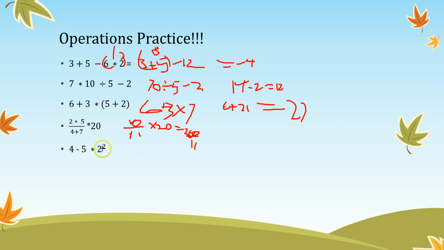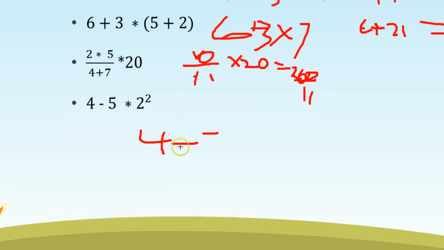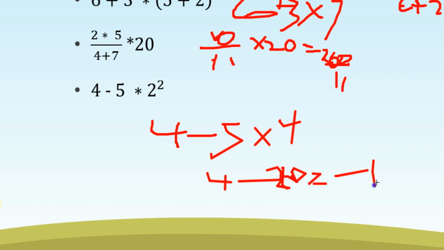Alright, so now this one has an exponent. We do the exponent first, and 2 squared, or 2 to the second power, is equal to 2 times 2, which is 4. So it becomes 4 minus 5 times 4. Now we evaluate this one first. 5 times 4 is 20, so it becomes 4 minus 20, which is equal to negative 16.